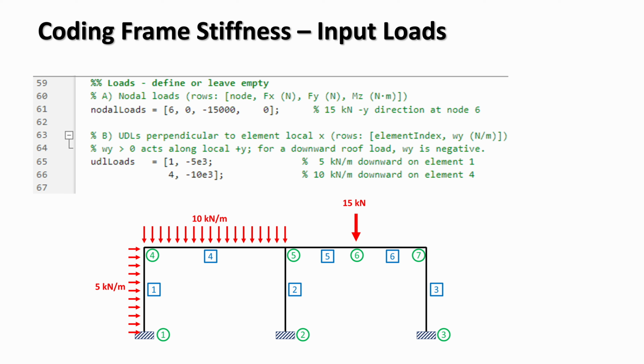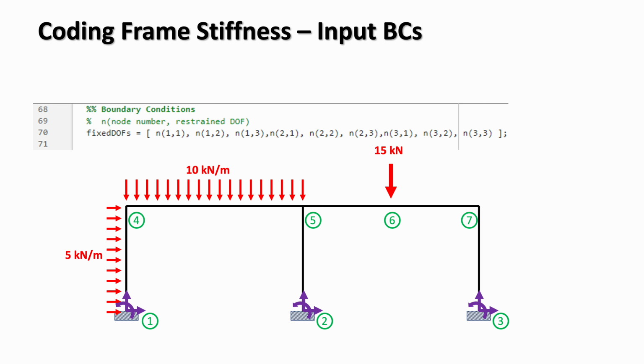These UDLs will be converted in the code to equivalent nodal forces using the formulas we derived earlier in the lectures. And the final piece of input data we need before moving on to calculations is boundary conditions. These tell the code which degrees of freedom are restrained, or in other words, which degrees of freedom must remain zero because of the supports.